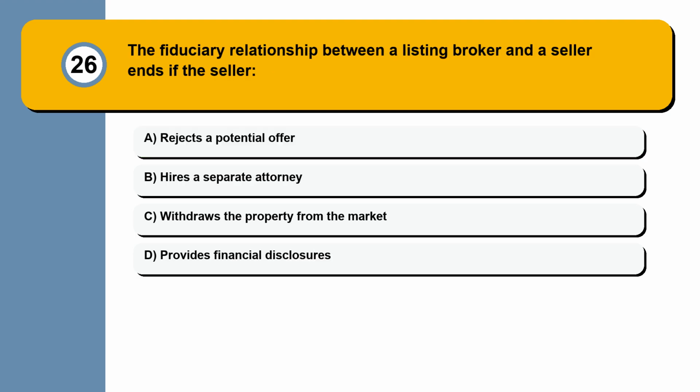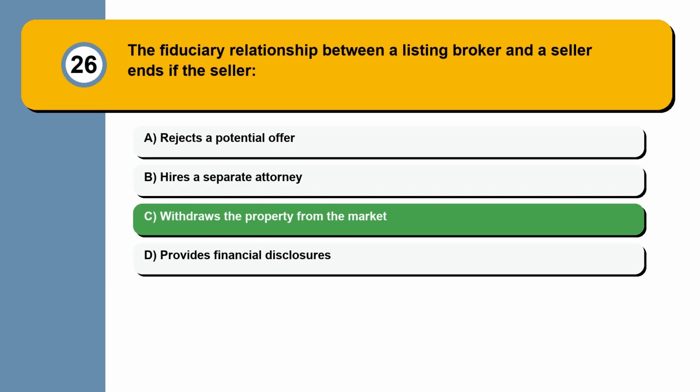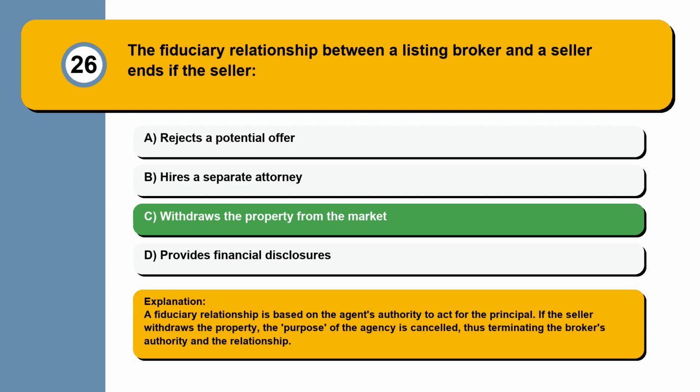Question 26. The fiduciary relationship between a listing broker and a seller ends if the seller rejects a potential offer, hires a separate attorney, withdraws the property from the market, provides financial disclosures. A fiduciary relationship is based on the agent's authority to act for the principal. If the seller withdraws the property, the purpose of the agency is cancelled, thus terminating the broker's authority and the relationship.